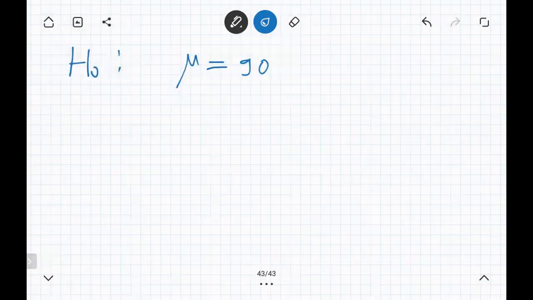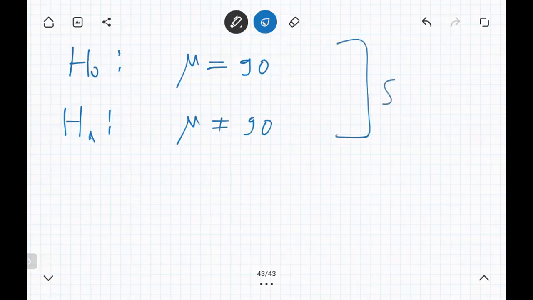That means that my alternative hypothesis will be that there is a change, that my mean is not 90. It's either more than 90 or less than 90. So I stated my hypothesis. So that was step 1.